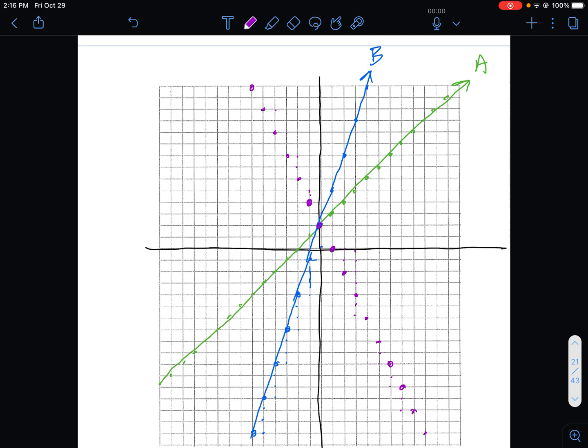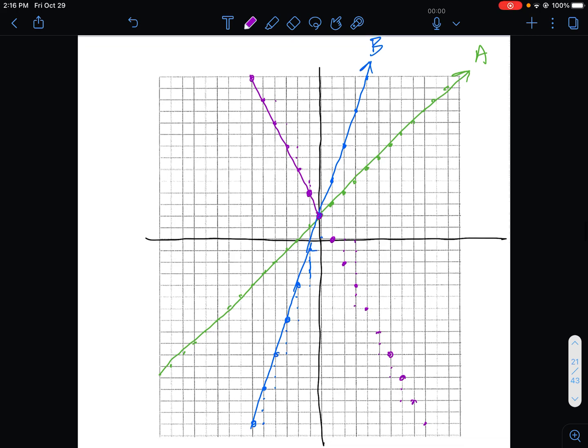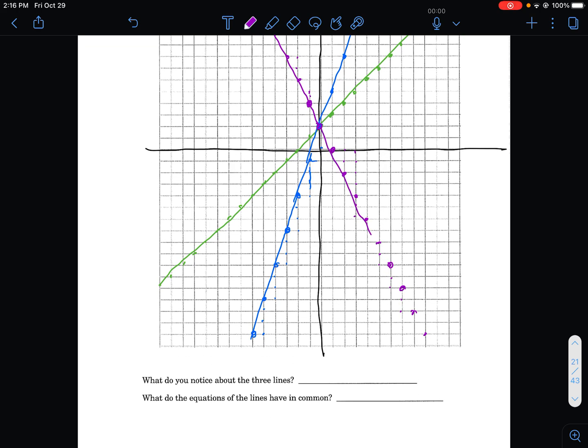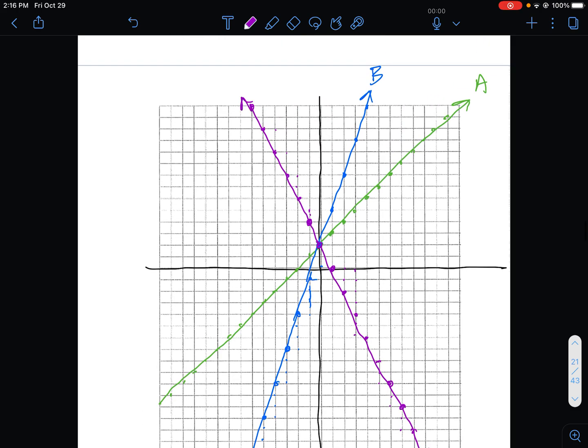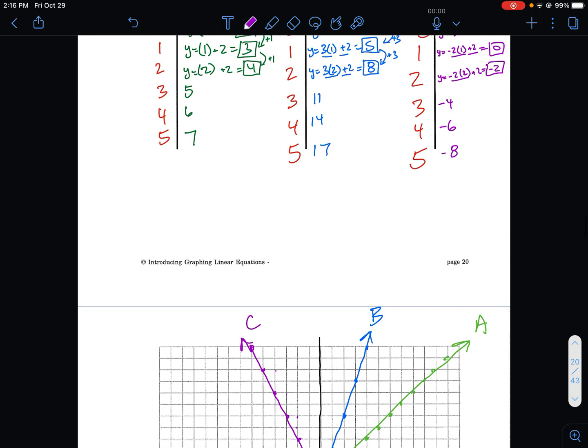So my line looks like this. I did a pretty poor job of my line, but it's okay. That's my C line.